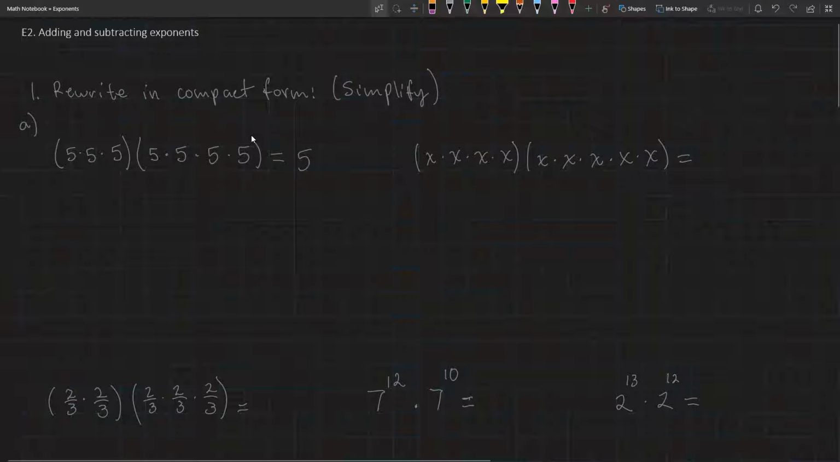So what's the exponent for this 5? It's 7. This is 5 to the power of 7. 5 to the 7th is the compact form. This is the expanded form. This is the compact form. All right, let's work on this expanded form.